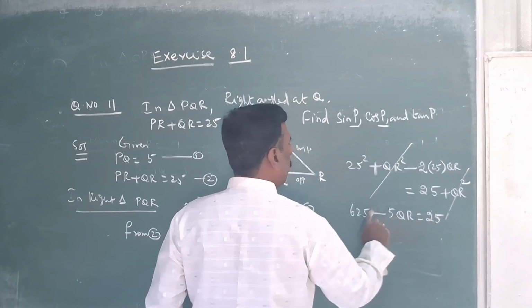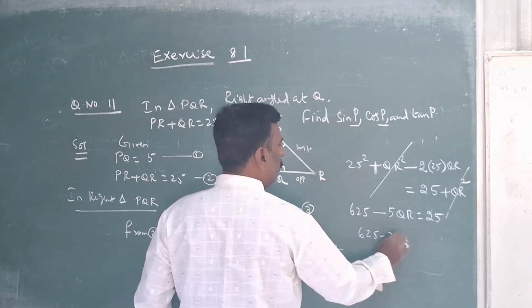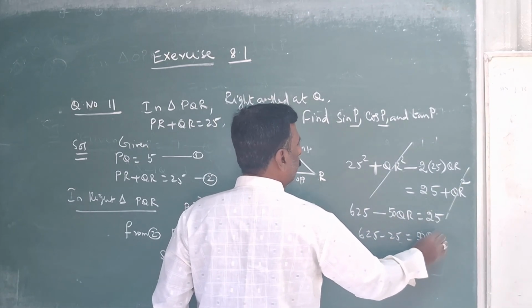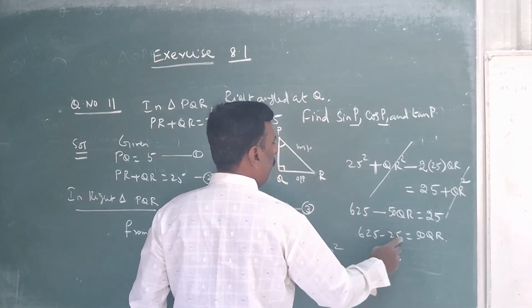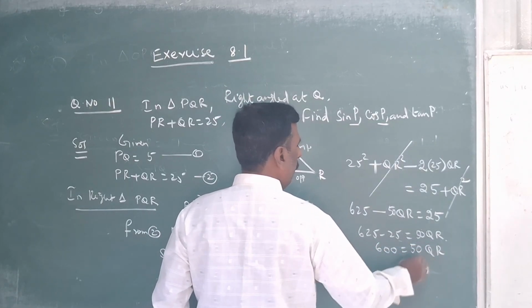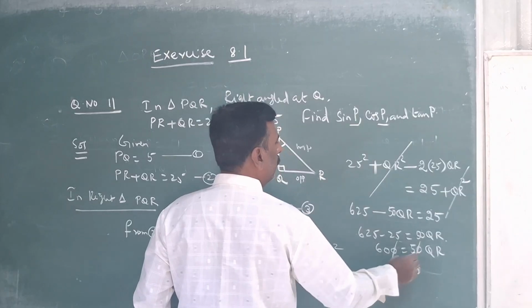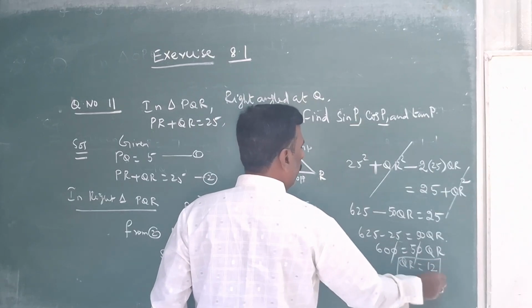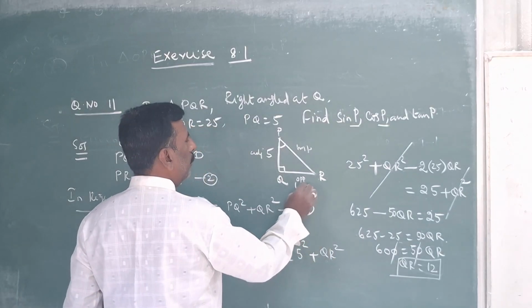Take this over there and bring this here. 625 minus 25 equal to 50 QR. 625 minus 25 is 600 equal to 50 QR. Cancel the zeros, QR is equal to 12. 12 fives are 60. The value of QR equal to 12.